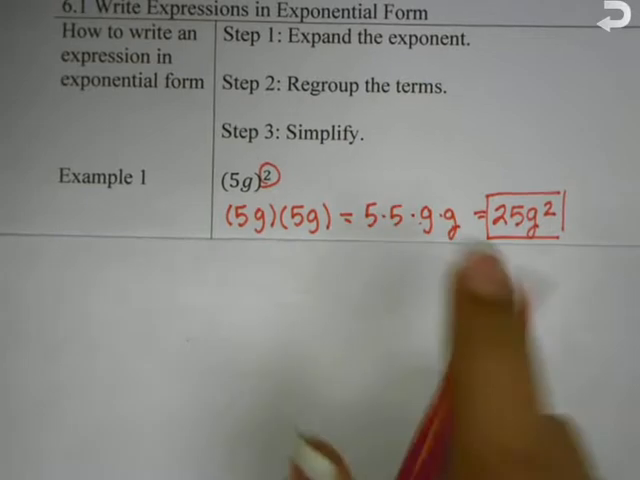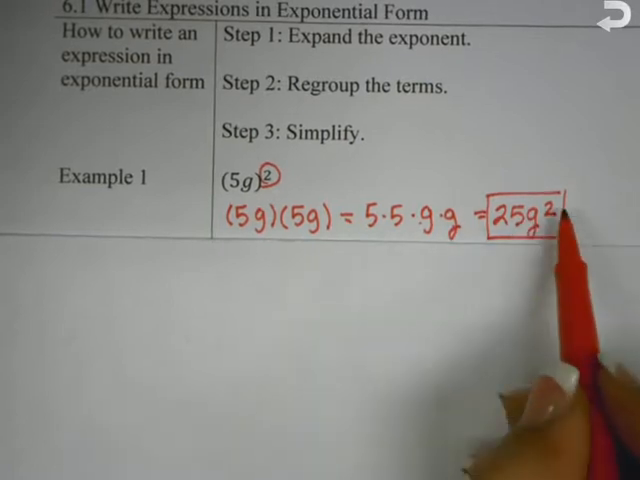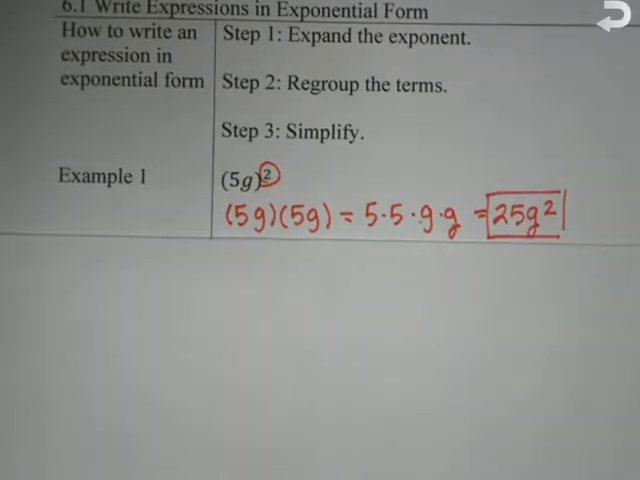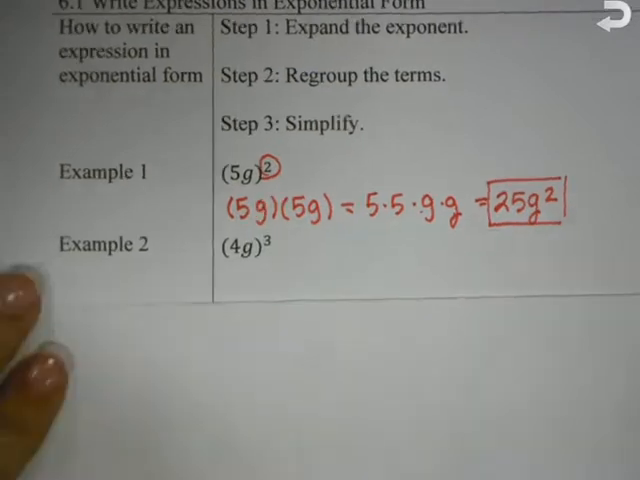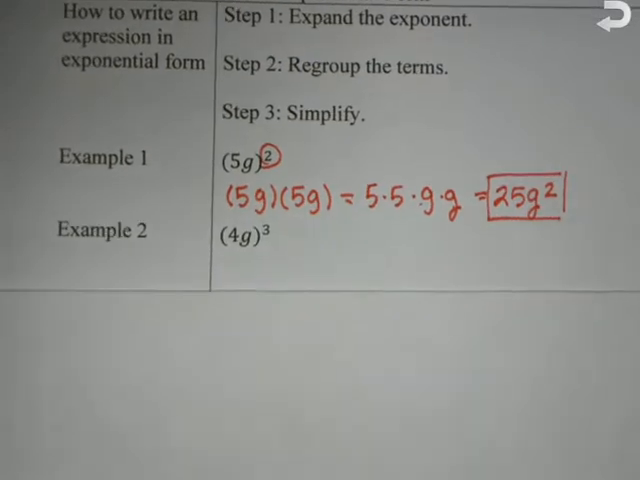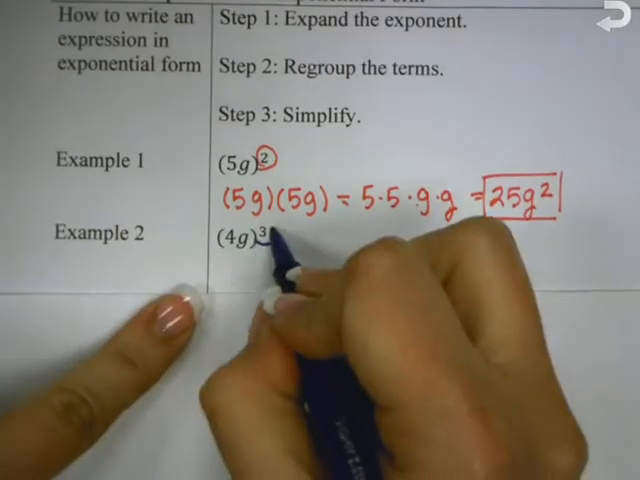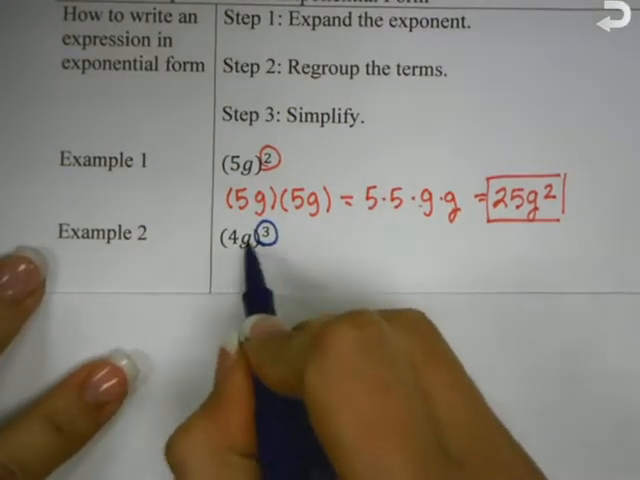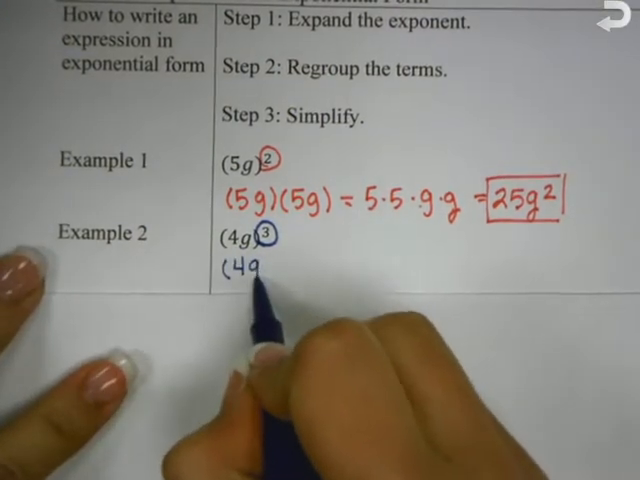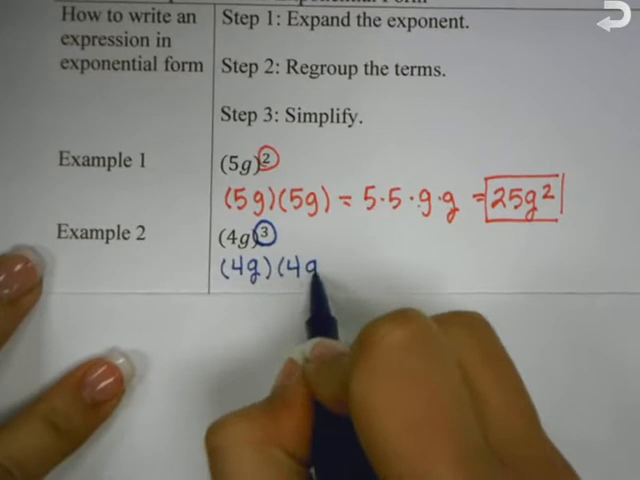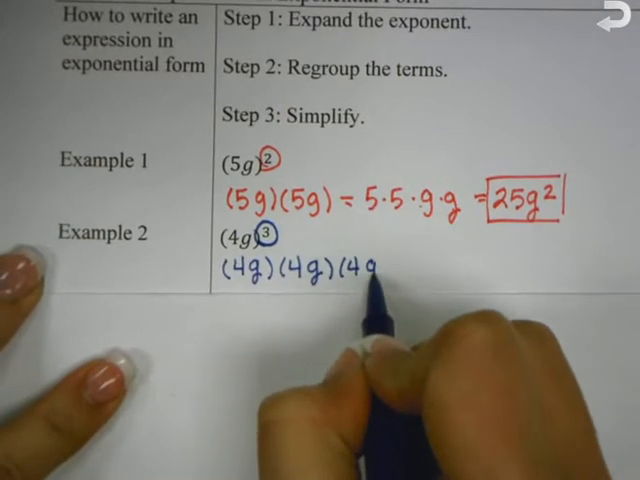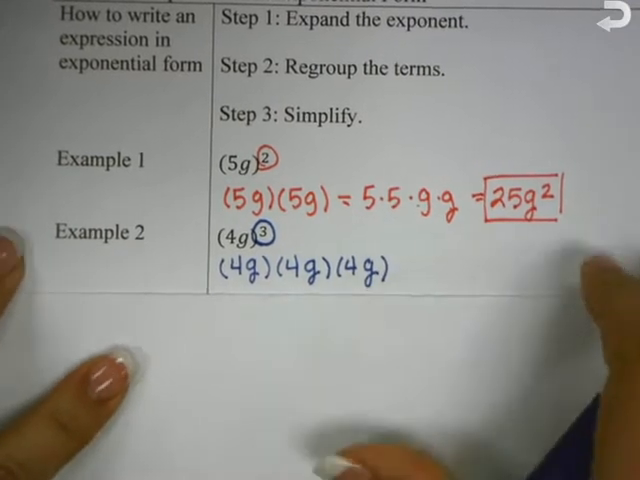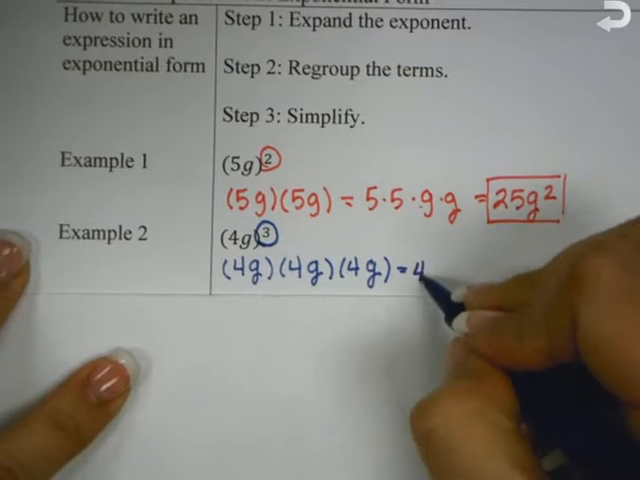All right, so example 2, we have 4g to the third. So what we want to do for step 1, we want to expand it. So that means this 3 is attached to the parentheses. So we have to multiply everything inside the parentheses 3 times. So this is 4g times 4g times 4g. And then what we want to do is we want to regroup these. So this is the same as 4 times 4 times 4, because remember we always put the numbers first, times g times g times g.